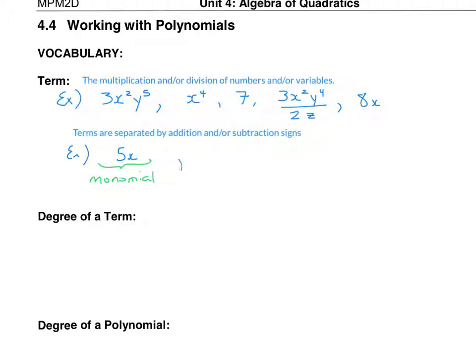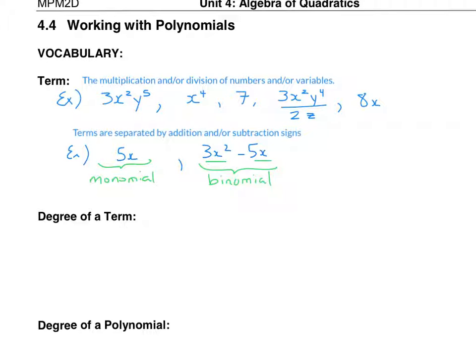We could have 3x squared, take away 5x. That has two terms because we have a term, a subtraction sign. So a term, the subtraction sign, and then a second term. That is called a binomial. And of course, subtracting really could be adding the opposite. So I could be adding negative 5x, binomial.